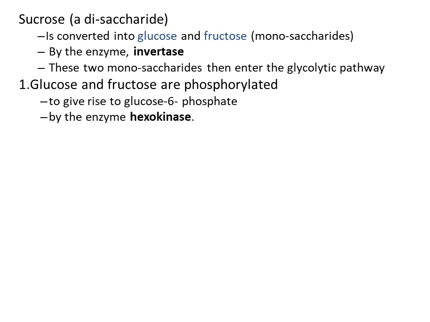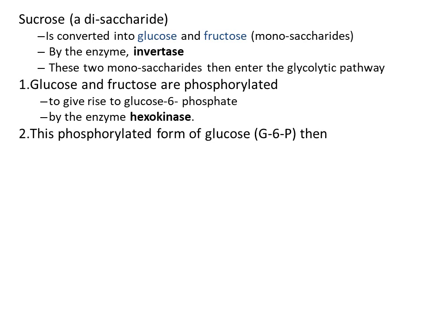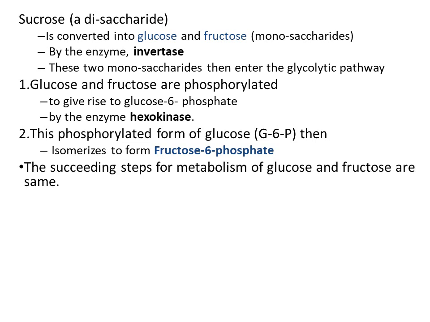And the enzyme which does so is hexokinase. You can understand the name of the enzyme. It is activating by adding phosphate. What is it activating? It is activating a 6-carbon sugar, hexokinase. This phosphorylated form of glucose, G6P, isomerizes. This is the first step of glycolysis to form fructose 6-phosphate. Once fructose 6-phosphate is formed, the succeeding steps of metabolism are the same, whether glucose was the initial substrate or fructose was the initial substrate.